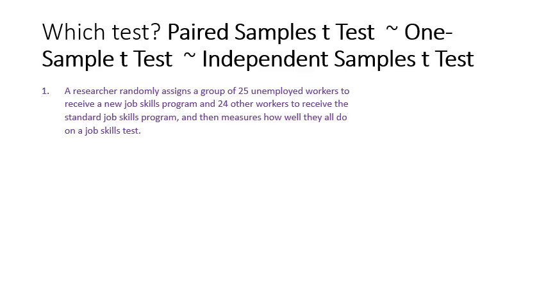So let's go through some examples. First problem: a researcher randomly assigns a group of 25 unemployed workers to receive a new job skills program and 24 other workers to receive the standard job skills program, and then measures how well they do on a job skills test. What do we have going on here?